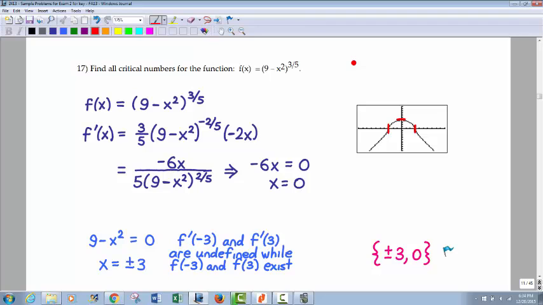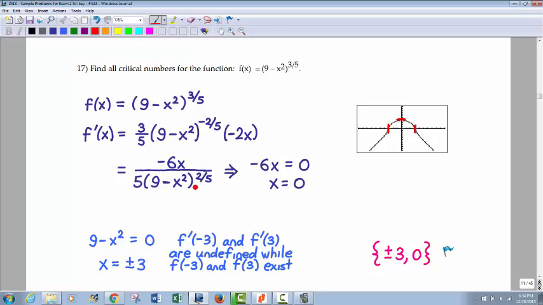So here's my function. Let's take the derivative. It's going to be a chain rule. 3/5 comes down. You leave that alone. You subtract 1 from the exponent, which makes negative 2/5. And you get a negative 2x from the derivative of the inside. So I kind of combined it and got negative 6x over 5 times the rest.